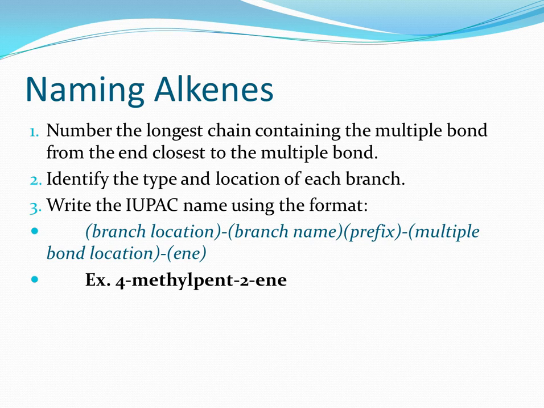Naming alkenes still requires numbering the longest chain. In addition to identifying the type and location of branches, the name will also need to specify the location of the double bond. The name shown here indicates that the double bond begins on the second carbon atom.